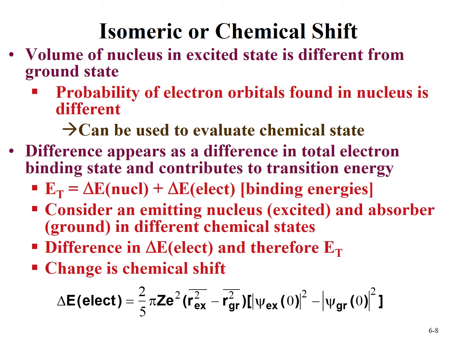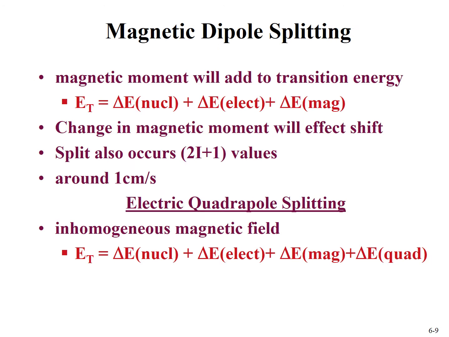So very similar to other spectroscopic techniques, one can determine what the chemical component is by evaluating this chemical shift. There's also magnetic splitting. So this transition energy will include a magnetic component. And like other spectroscopic techniques, you can split this into 2I+1 values, so very similar to NMR. You can get information about the magnetic splitting of the sample. The magnetic splitting will give you information about the magnetic conditions of the sample.